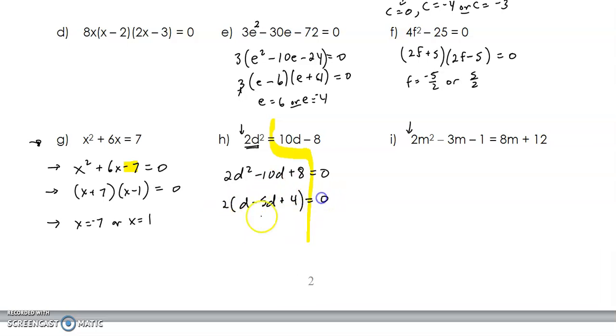In this case it's going to be D minus 4, D minus 1, and so your solutions are D equals 4 or D equals 1. One extra detail that was mentioned is that these are the values that would make the brackets 0, and that's another name for these solutions. We call them the zeros. So you might use that vocabulary every once in a while.